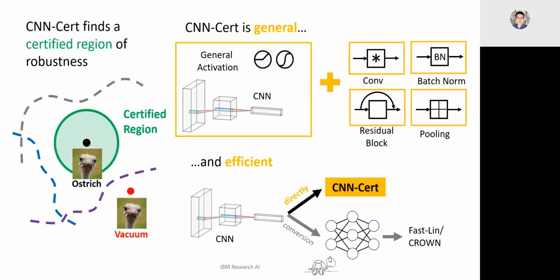So this is the slide where we try to conclude what is the difference between CNN-Cert and the previous works. So what CNN-Cert is doing is it can provide general network architecture. So I would say it can support state-of-the-art machine learning architectures that usually include spatial normalization, pooling, and residual blocks. And CNN-Cert is relatively more efficient than CROWN or Fast-Lin because CNN-Cert is really using the convolution operations on CNNs, and instead Fast-Lin and CROWN, when we were developing them, we usually convert them back to multi-layer perceptrons. So CNN-Cert avoids this conversion and makes the computation more efficient.